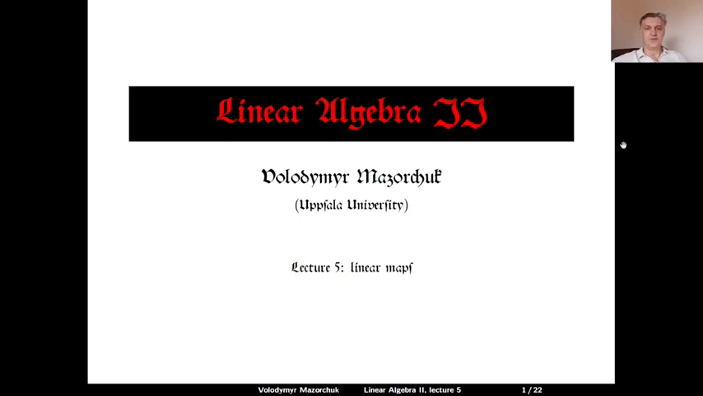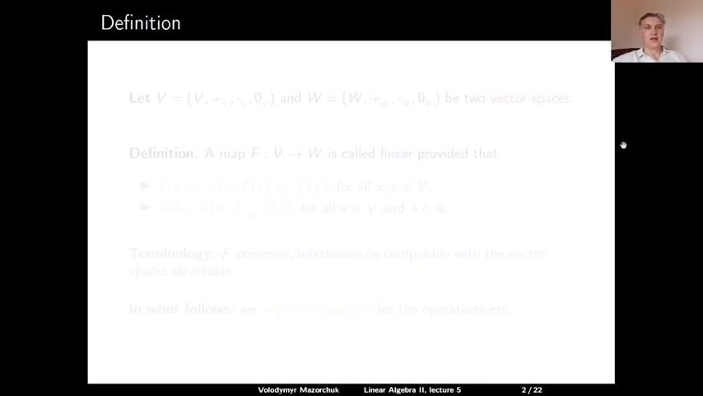Linear Algebra II, Lecture 5, Linear Maps. Let us start with the definition of a linear map, and before we can state the definition, let us describe the setup. Let V and W be two vector spaces.